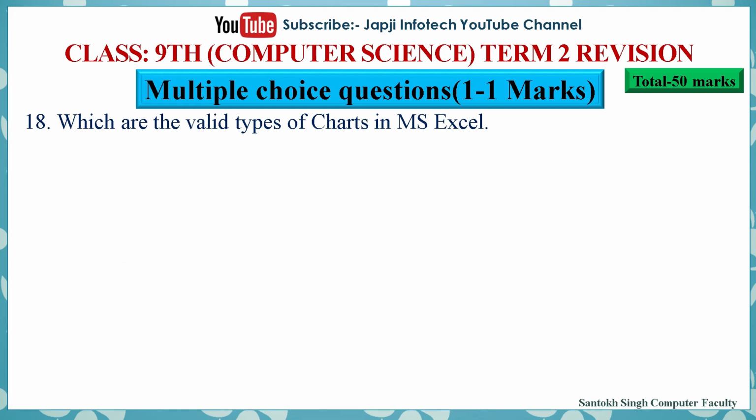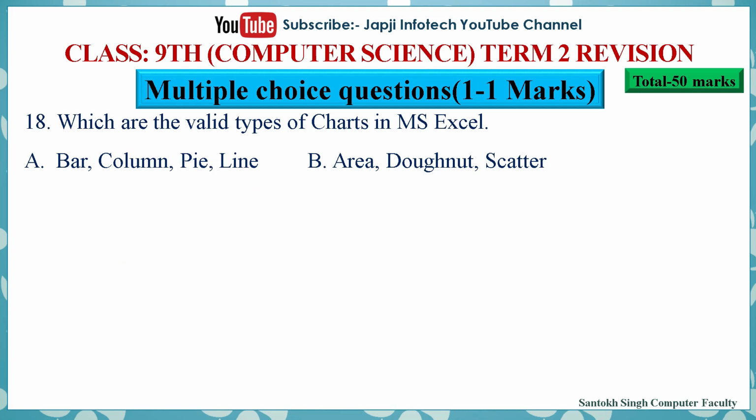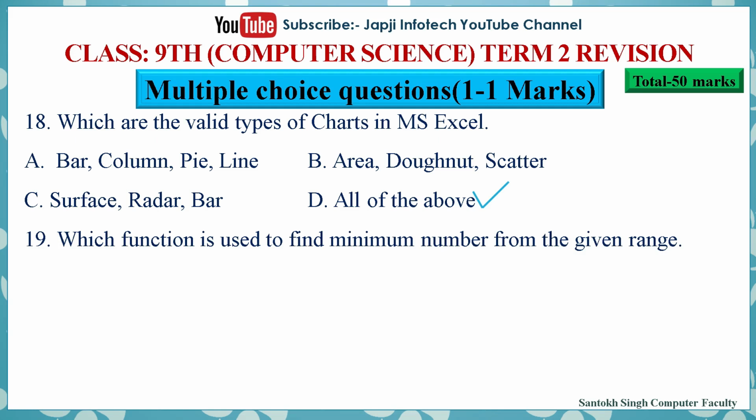And 18th one is which are the valid type of chart in MS Excel, and the options are bar, column, pie, line, area, donut, scatter, surface, radar, bar, and the last one is all of the above. And the right answer is all of the above are the valid type of chart in MS Excel. And 19th one is which function is used to find minimum number from the given range, and the options are average, min, max, and the last one is rank. And the right answer is min function is used to find minimum number from the given range.